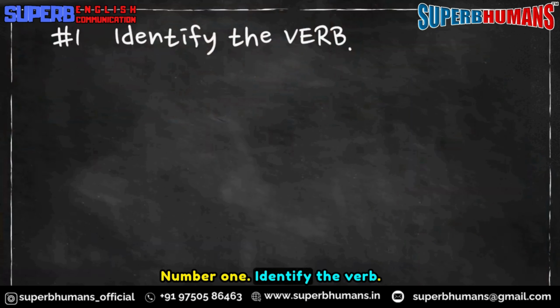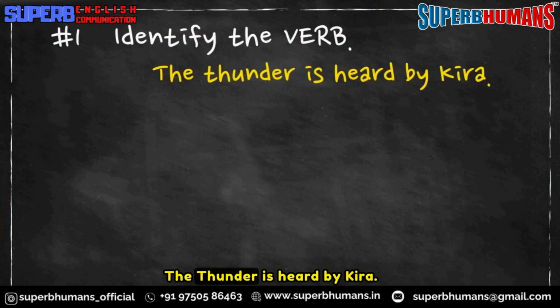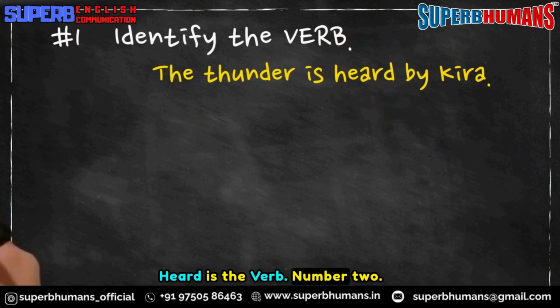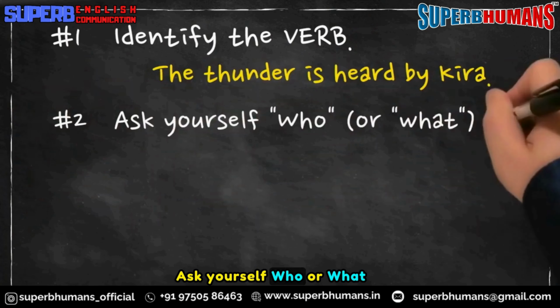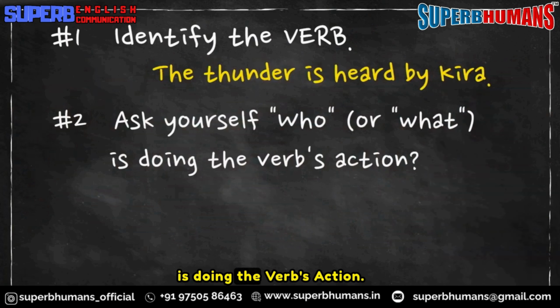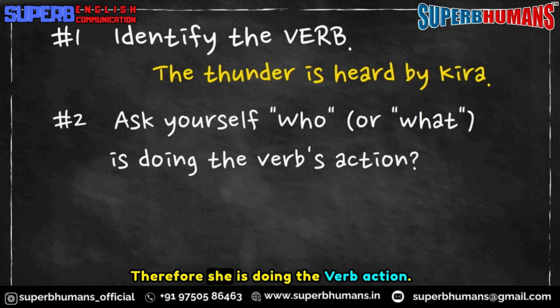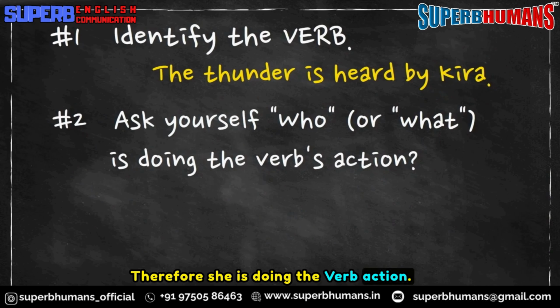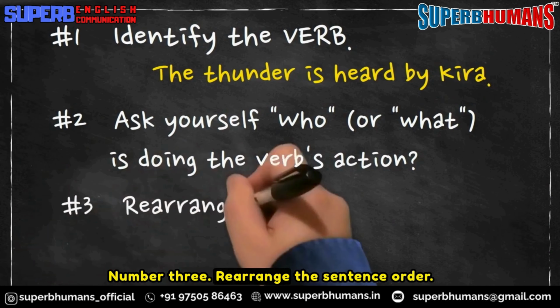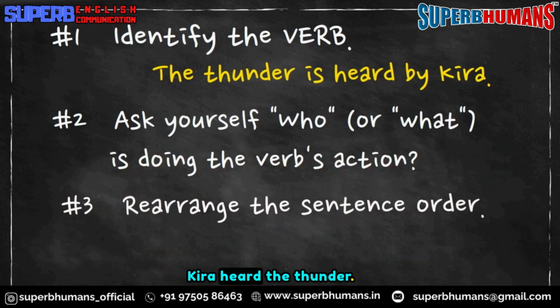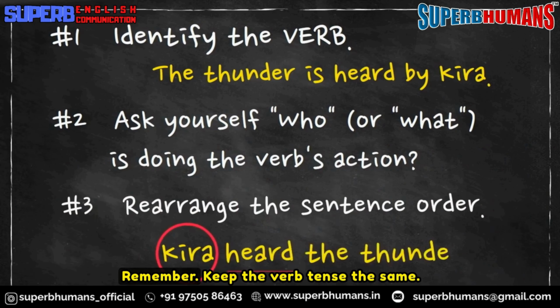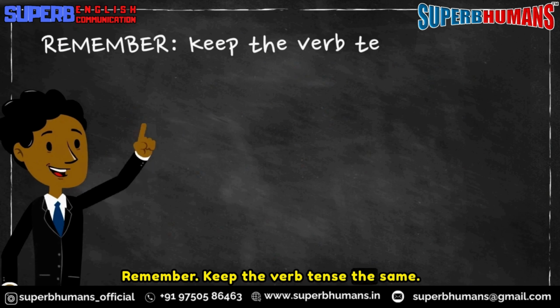Number 1. Identify the verb. The thunder is heard by Kira. Heard is the verb. Number 2. Ask yourself who or what is doing the verb's action. Kira is the one who hears. Therefore, she is doing the verb action. Number 3. Rearrange the sentence order. Kira heard the thunder. Remember, keep the verb tense the same.